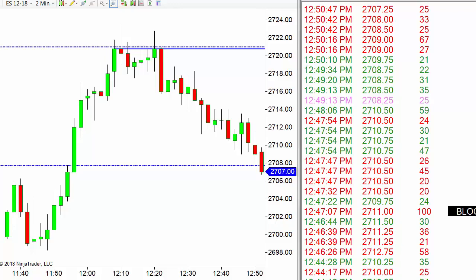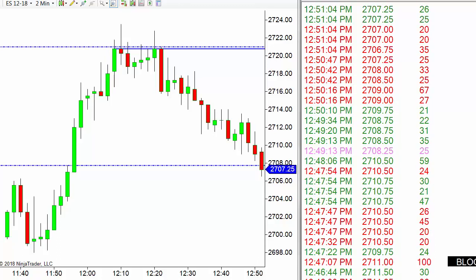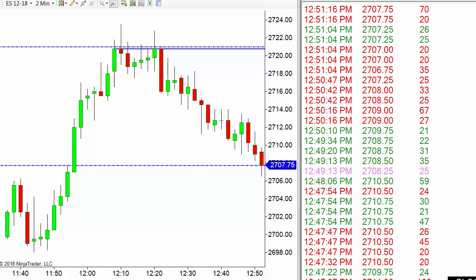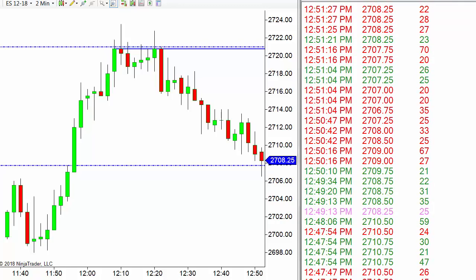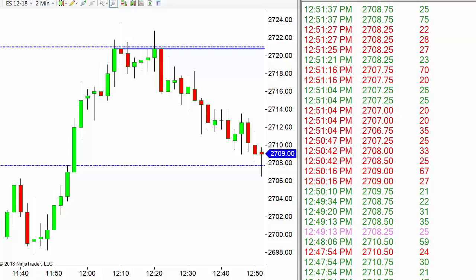Okay, so now we're slicing through this support a little bit, just a little bit. And now this is the key point. Now's where we want to really watch this and see what's going to happen. So we just had a bunch of red prints come through, which is not good for the bulls, right? If you got a bunch of red prints coming in at support, that's not what we would expect if it's going to bounce off the support level. We would expect more green to come in. We got a preponderance of red still. So this is a bearish sentiment so far.